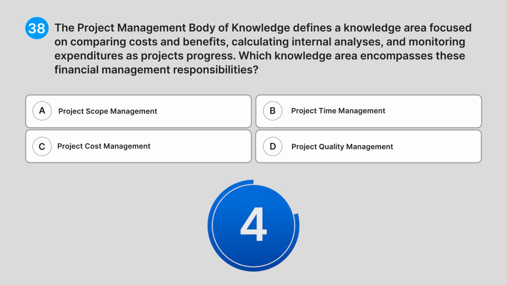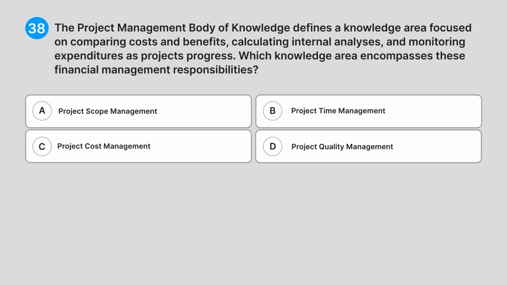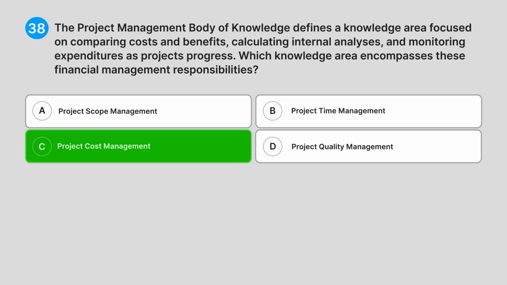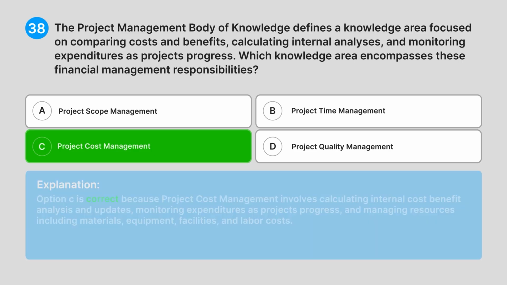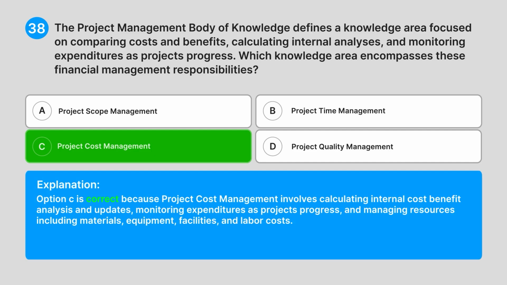Do you know the answer? Correct answer, C. Project cost management. Explanation. Option C is correct because project cost management involves calculating internal cost-benefit analysis and updates, monitoring expenditures as projects progress, and managing resources including materials, equipment, facilities, and labour costs.